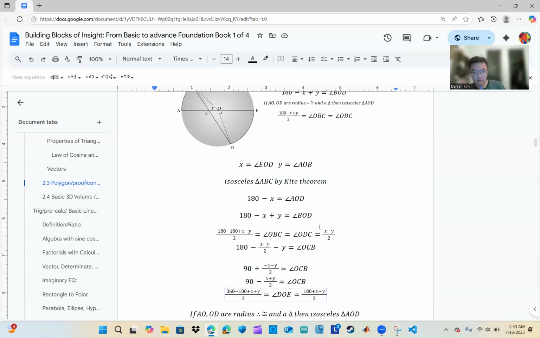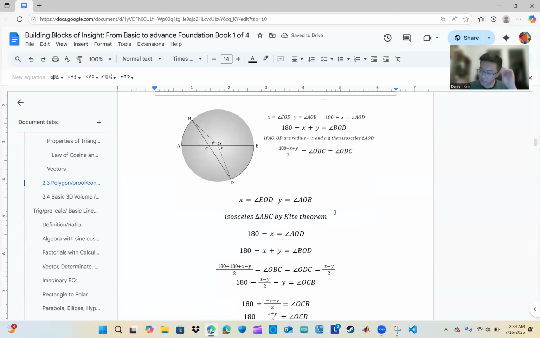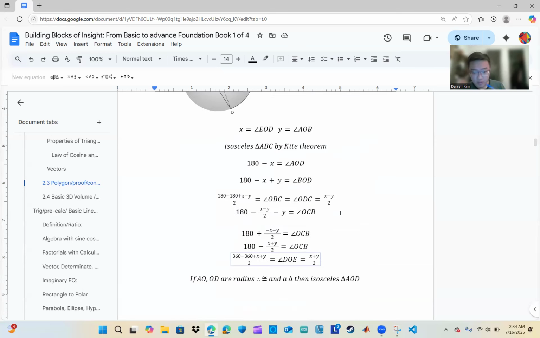Wait a second. What happened here? This is supposed to be like this, isn't it? There you go. That's the mistake I made. That's 0, and then we get it. We got it. Found the mistake. I don't know why I went from 90 to 180 to 90. That was a mistake.